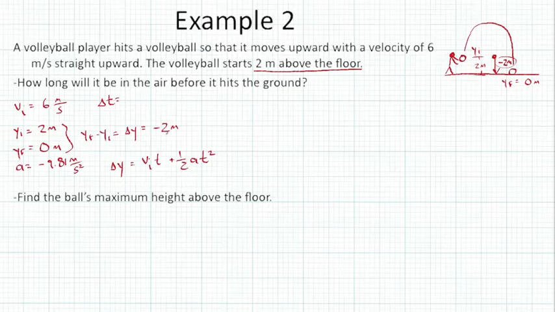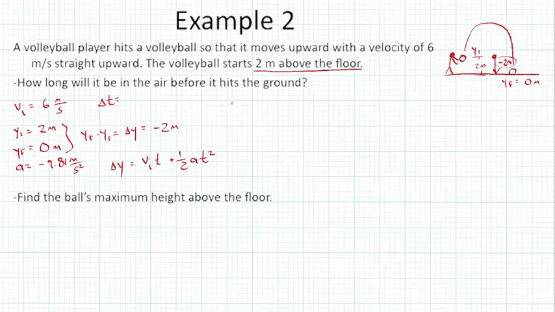Now I'm going to rearrange this because we're going to be solving for time. And we've got a t squared and we've got a t. So what do we do about that? How do we reconcile them? Well, we can rearrange this so that it looks like a quadratic formula.